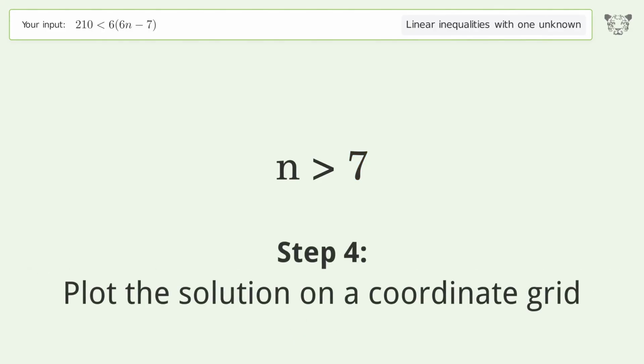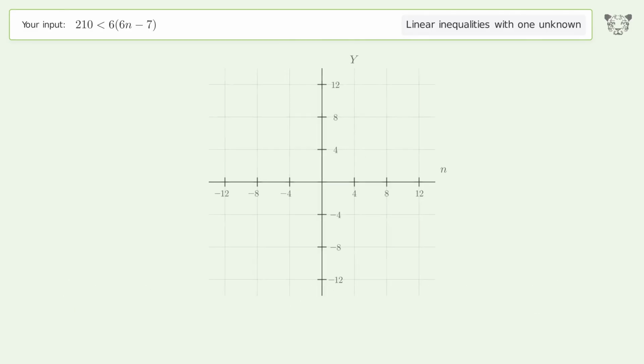Plot the solution on a coordinate grid. And so the final result is n greater than 7.